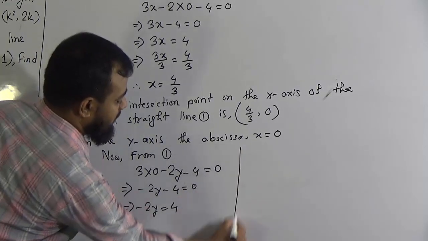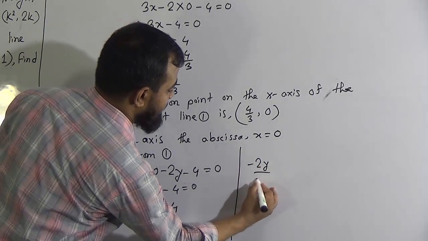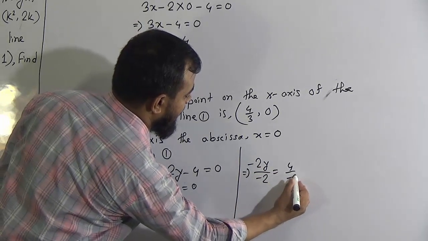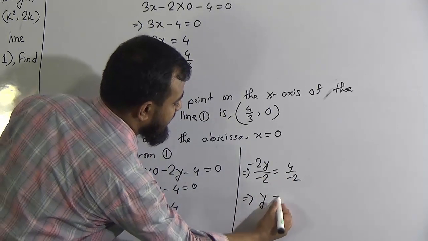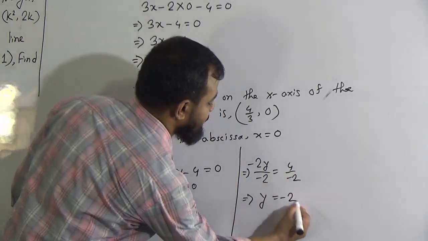Okay, I'm going on the right side with this one. It's minus 2y divided by minus 2, that's equal to 4 divided by minus 2. In the left side we will have the value of y is free, that's equal to 4 divided by minus 2, that's equal to minus 2.